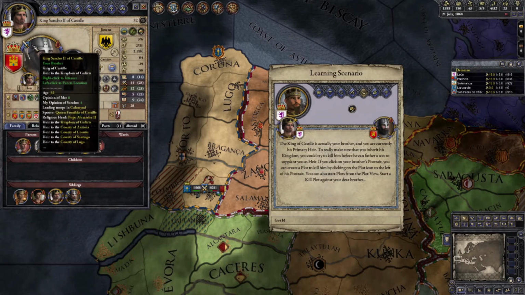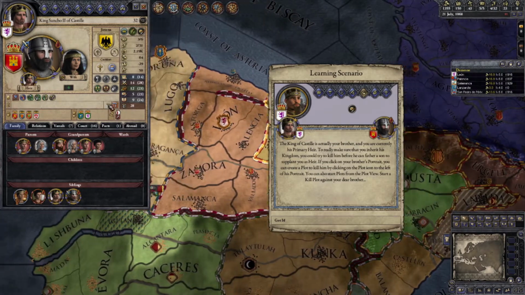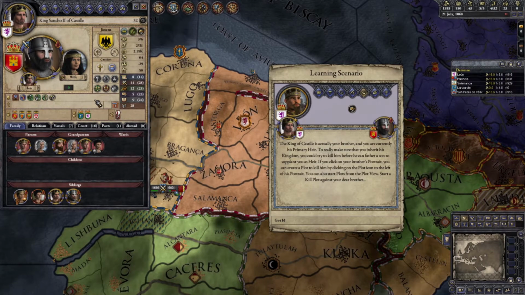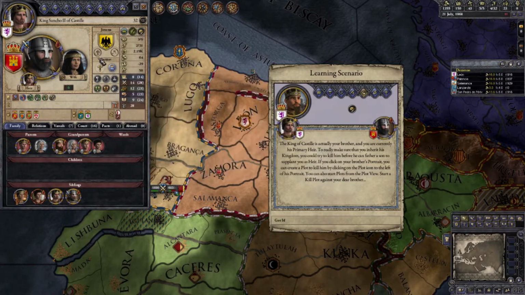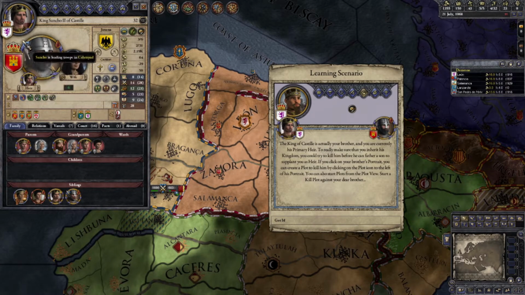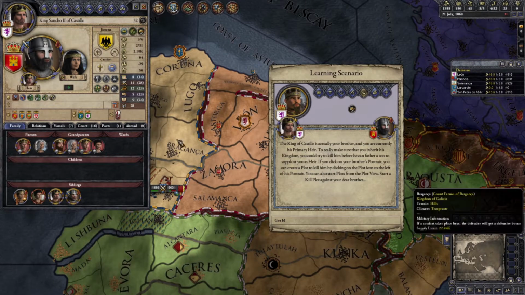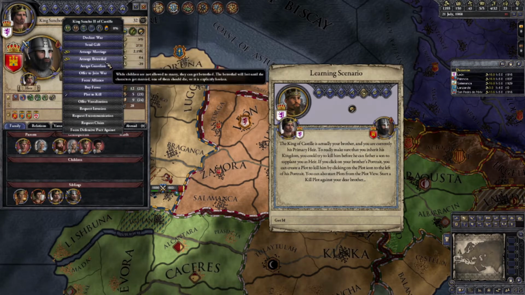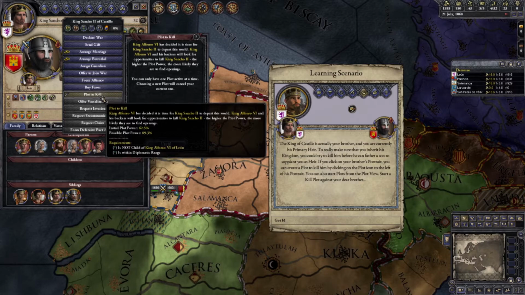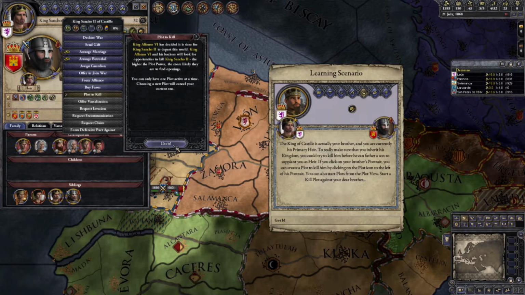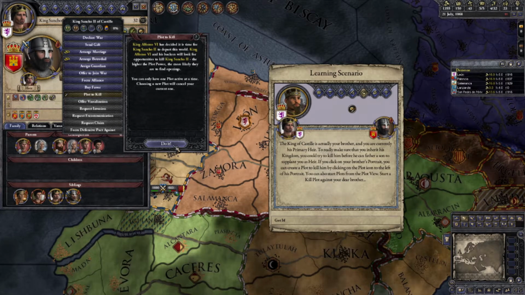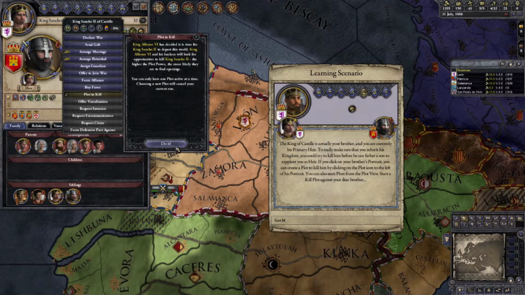Do it. Well, we already are trying to kill our cousin. It seems only fair that we expand the opportunity of murder. How do I do that? That's it. Murder. Do it. King Alfonso the Sixth has decided it's time to kill Sancho the Second.